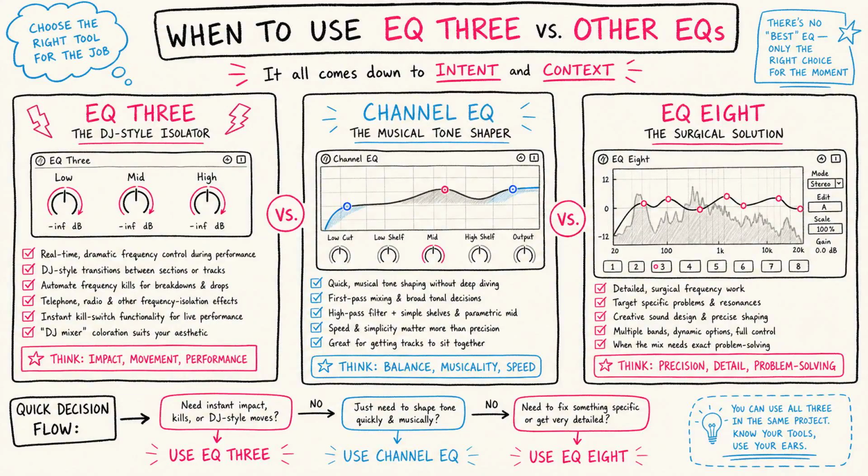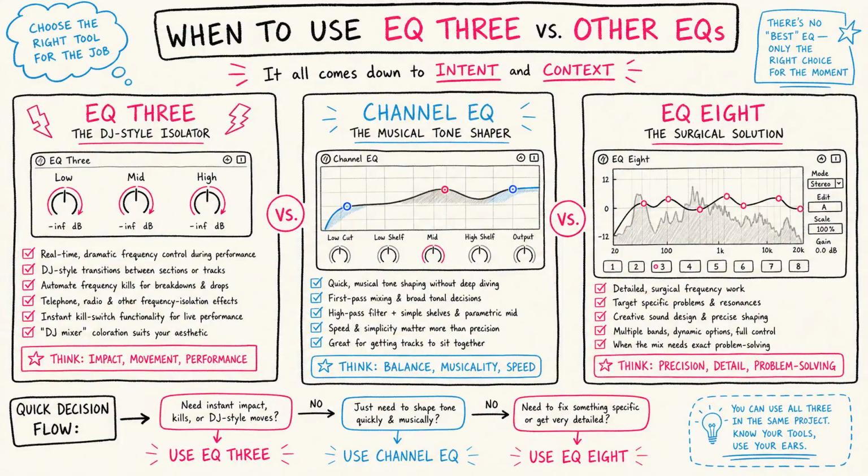Choose channel EQ when you need quick musical tone shaping without deep parameter diving. You're doing first pass mixing and want to make broad tonal decisions. You need a high pass filter plus simple shelves and a parametric mid, and speed and simplicity matter more than surgical precision. Choose EQ8 when you need surgical precision with multiple bands and adjustable Q. You're doing detailed corrective work such as removing resonances and cleaning up recordings. You need mid-side processing or other advanced routing options. You want visual feedback and spectrum analysis, and transparency matters more than character.